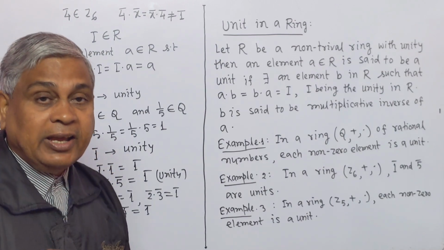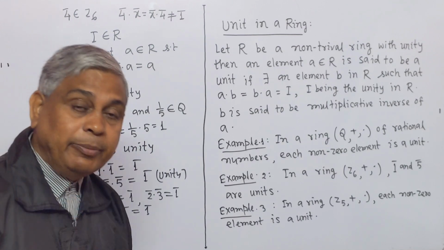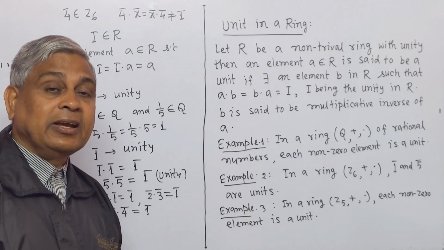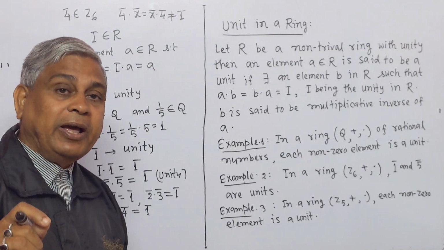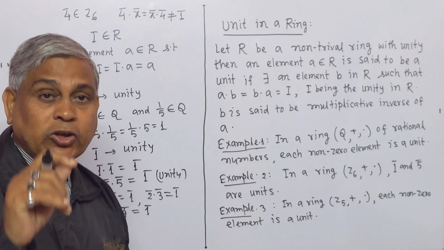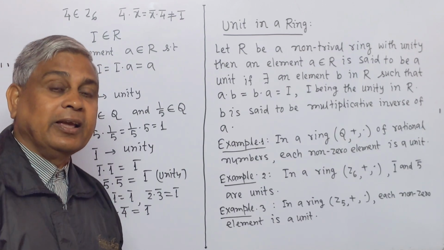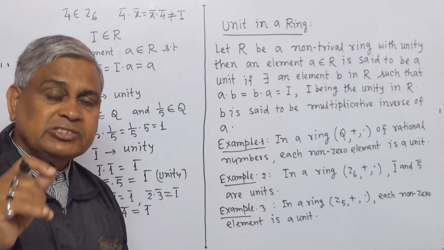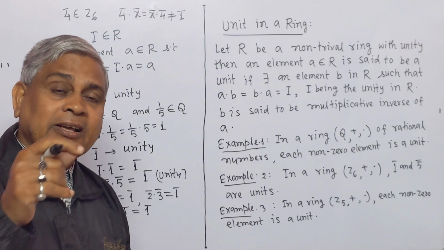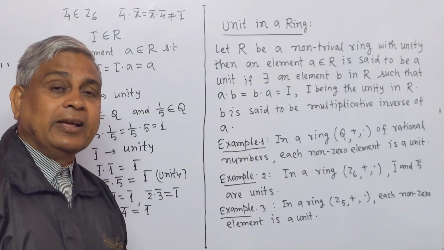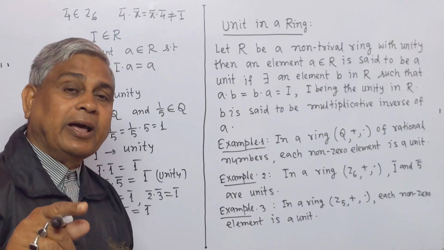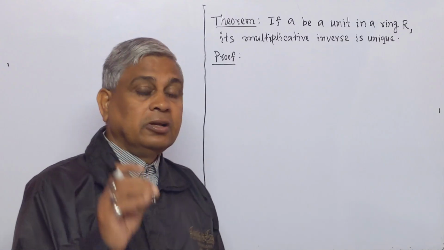So unity be an element of a ring such that if we multiply any element with unity, we get that element. But unit in a ring is an element such that it has multiplicative inverse in that ring, then that element will be termed as unit.